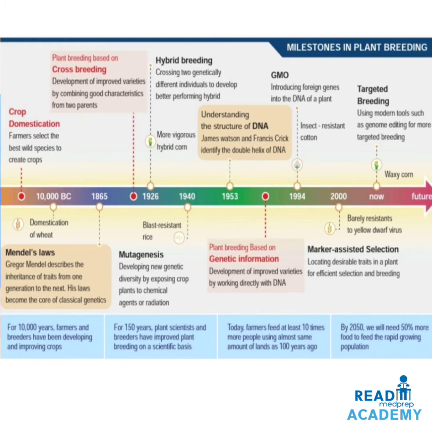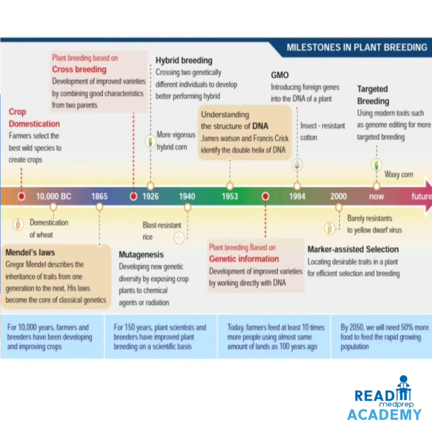In 1940, blast resistant rice was developed. Mutagenesis was done, developing new genetic diversity by exposing the crop plants to chemical agents or radiation. In 1953, the structure of the DNA was understood, as James Watson and Francis Crick proposed the double helix structure of the DNA. Between 1953 and 1994, plant breeding was done based on genetic information, development of improved varieties by working directly with the DNA.